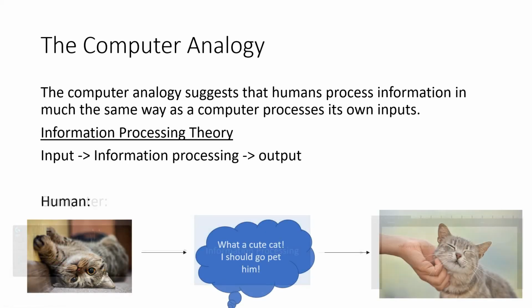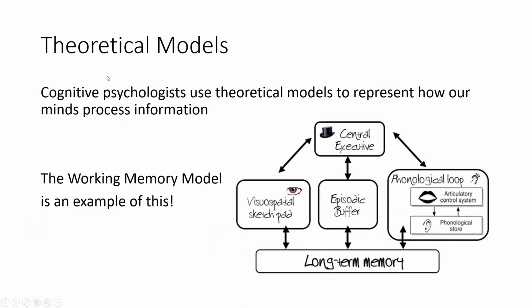In a human, however, the input might be something like we see a cute cat, the information processing would be our thoughts, so us thinking, what a cute cat, I should go pet him. The output would then be the behaviour we show, such as stroking the cat. So just to recap, we can manipulate the input as an experimenter and measure the output, and from the output we can infer the internal mental processes, so the information processing. And the way we explain this information processing is through theoretical models. So we use theoretical models to represent how our minds are processing information, and the working memory model is an example of one of these theoretical models.